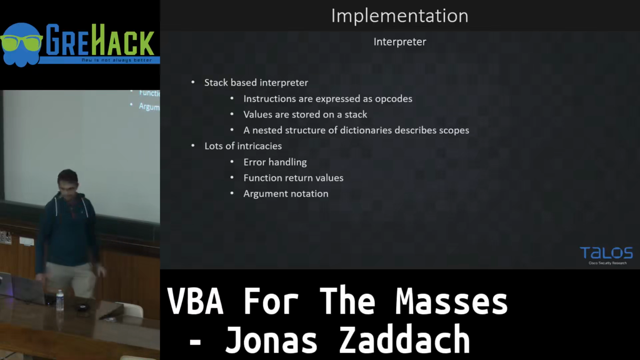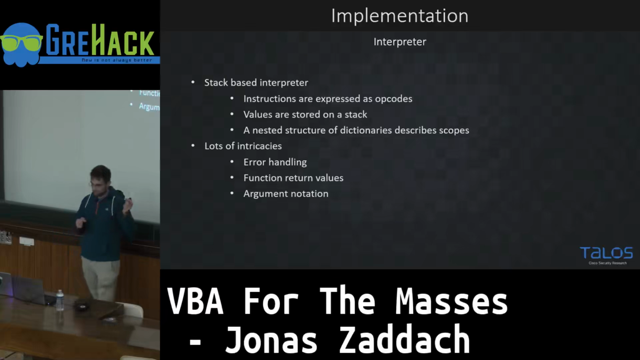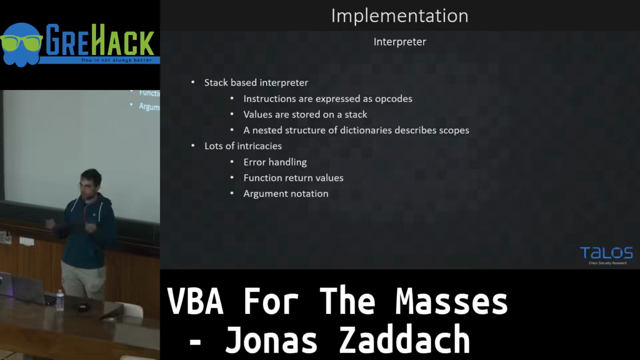Our interpreter is a stack-based interpreter. The instructions are expressed as opcodes, values are stored on a stack, and a nested structure of dictionaries are our context, our scopes where our variables are stored. There are lots of intricacies that need to be handled. I showed before the on-error resume next instruction. So we need to handle this correctly in the interpreter, and we need to make sure that if an instruction is aborted during execution, that we clear up all the artifacts that were generated during the execution.